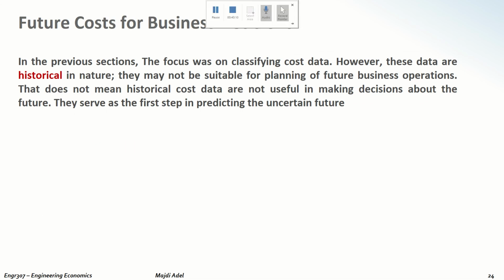Now for decision making. In making a decision that depends on the cost, it's worth mentioning that those decisions are short-term decisions.